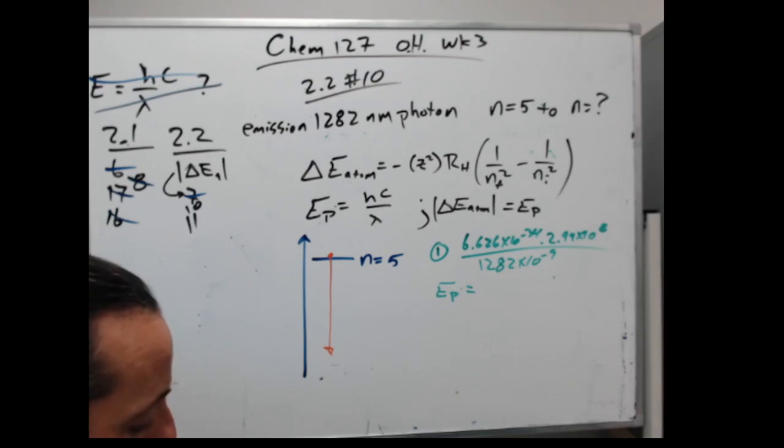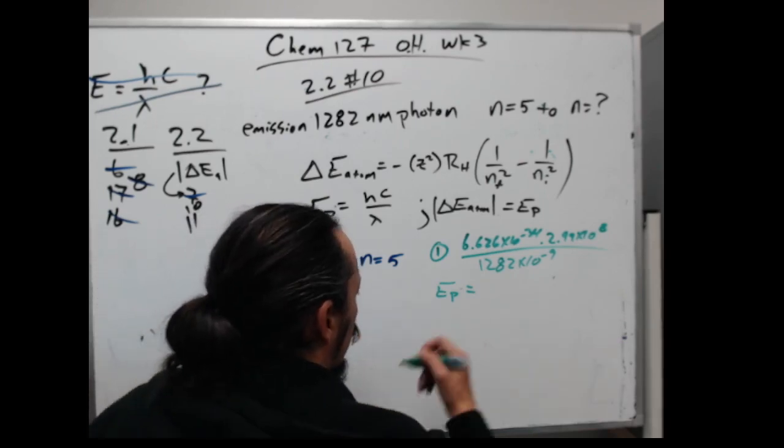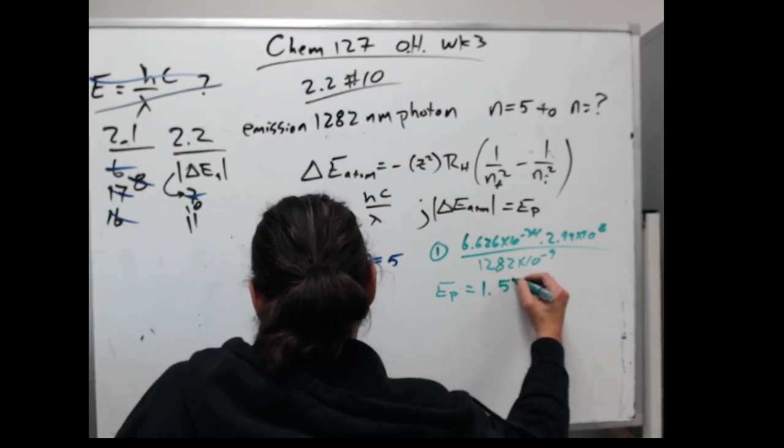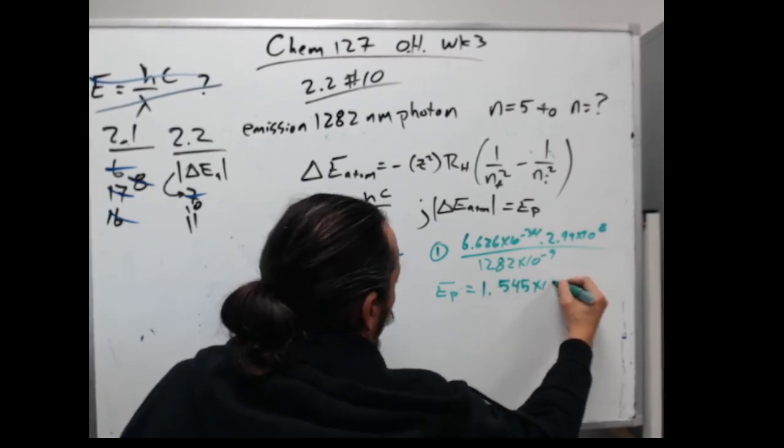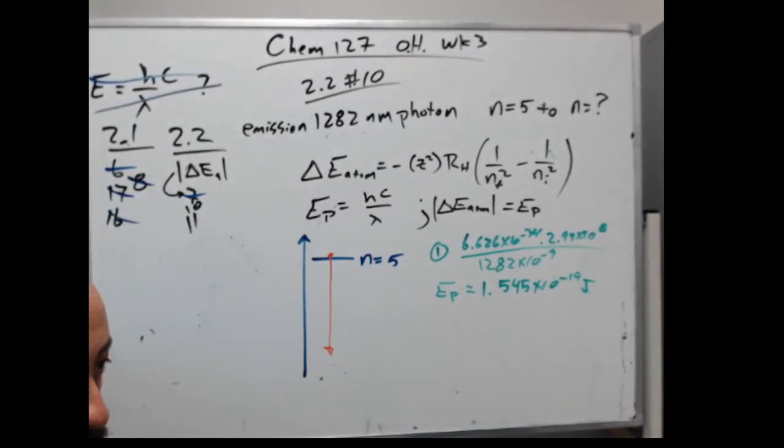Okay, 6.626 times 10 to the minus 34 times 2.99 times 10 to the 8 divided by 128 times 10 to the minus 9. I got 1.545 times 10 to the minus 19 joules. Agreeing? You're nodding. Is that what you got? If you didn't do it in your calculator, that's okay, but I need at least 2 people to agree with me. Okay, cool. Because otherwise I don't trust my calculator work.